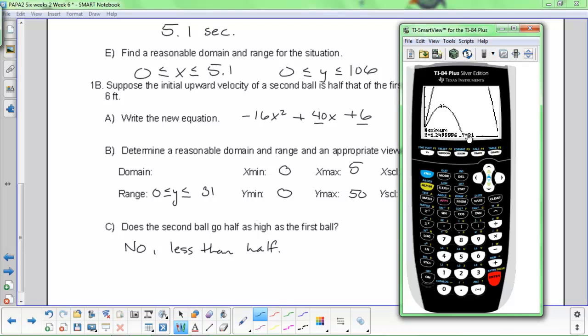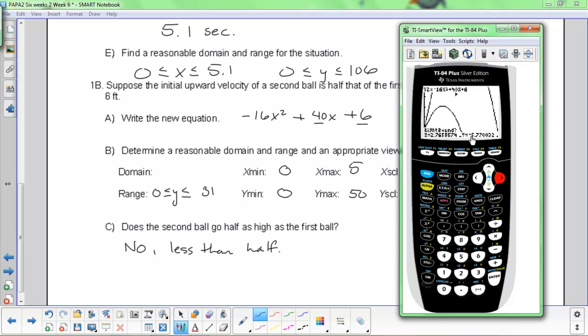Likewise, I need to find this 0 right here, so second trace 0. All right, again, notice that I've gone back to that first curve, push the up arrow, and it switches to your second curve. Again, that's just useful if you have more than one graph on a single screen.